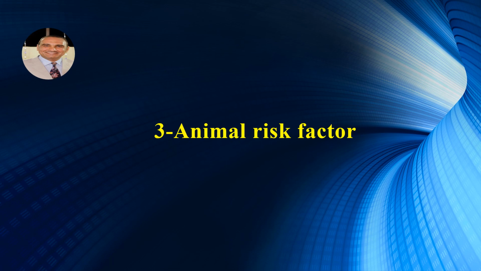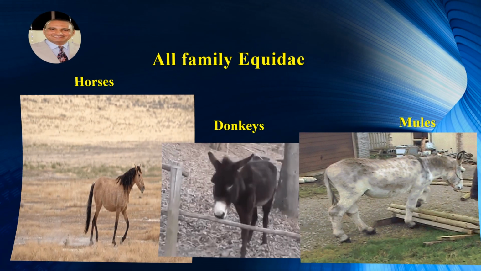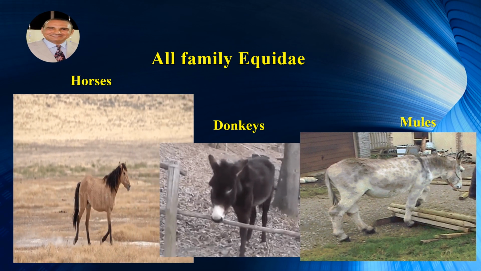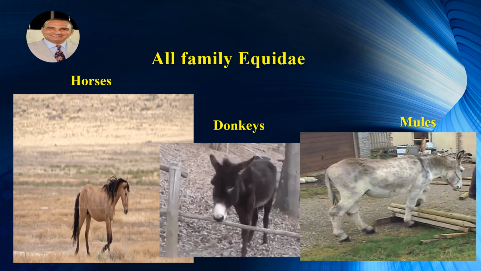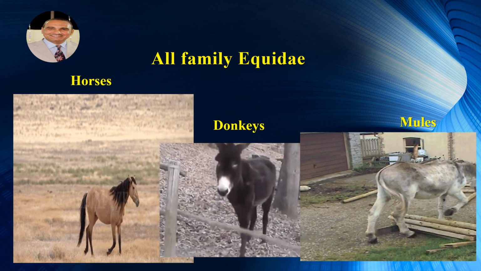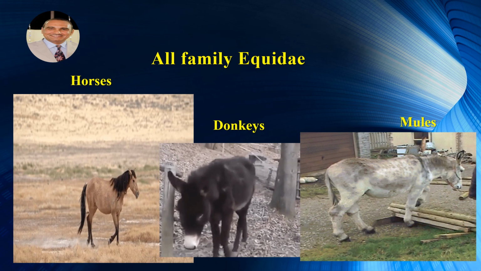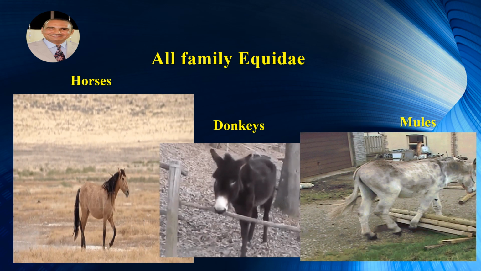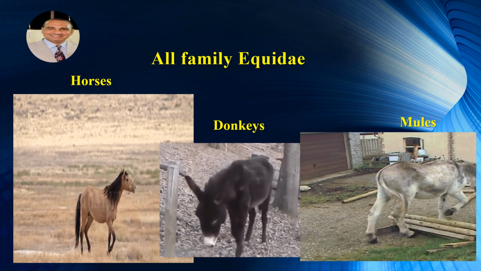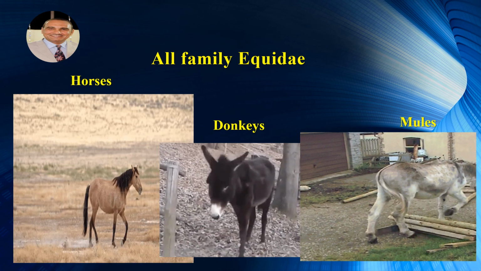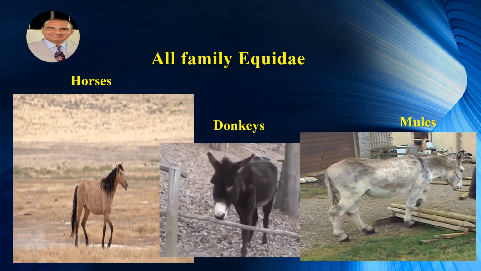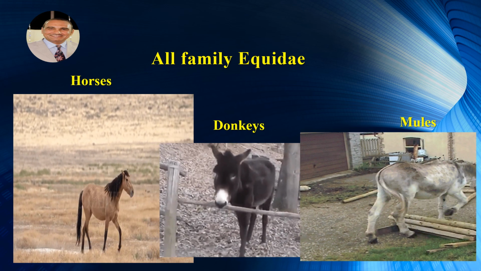Animal risk factors for equine viral arteritis disease. Equine viral arteritis infects all the family Equidae, including horses, donkeys, and mules. Since it was first diagnosed in 1953 in Ohio State, United States of America, all the family Equidae across the world are susceptible to the disease.